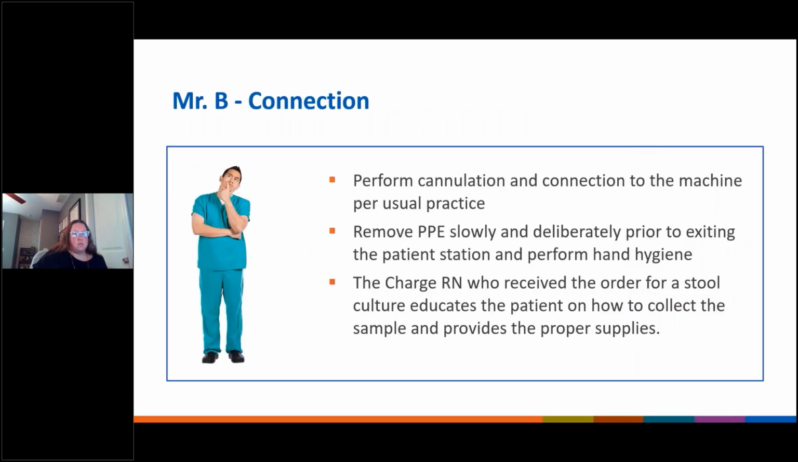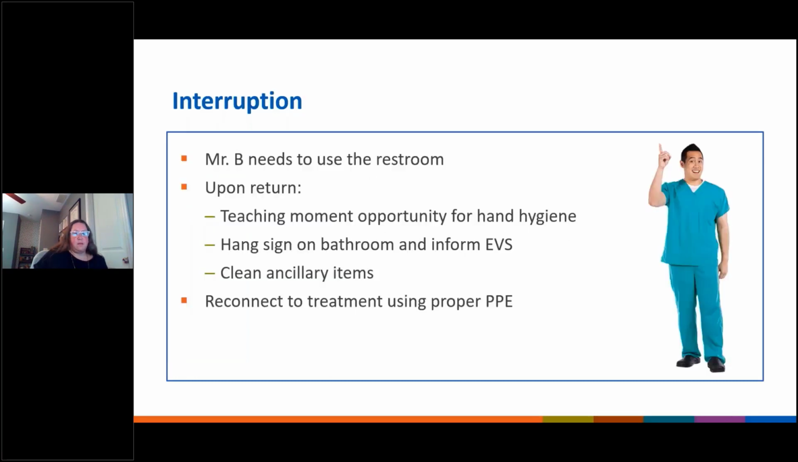Next, the tech performs hand hygiene with alcohol hand gel and puts on a new clean gown, gloves, and eye protection. The tech performs cannulation and connects Mr. B to the machine per usual practice. When he's done, he removes his PPE slowly and deliberately prior to exiting the patient station and performs hand hygiene with alcohol hand gel. The charge nurse who received the order for a stool culture talks with Mr. B about how to collect the sample and provides the proper supplies.